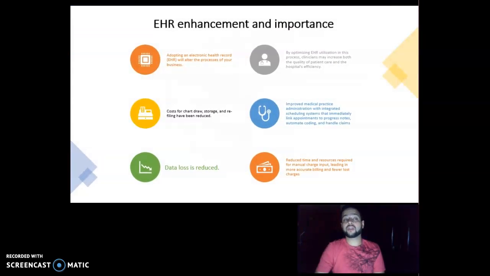EHRs, electronic health records, are the first step in transforming healthcare. The following are some of the advantages of electronic health records. Better healthcare via enhancements to all areas of patient care, including safety, effectiveness, patient satisfaction, communication, education, timeliness, efficiency, and equity.